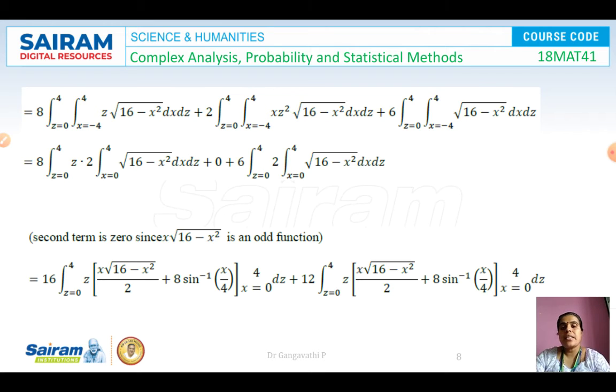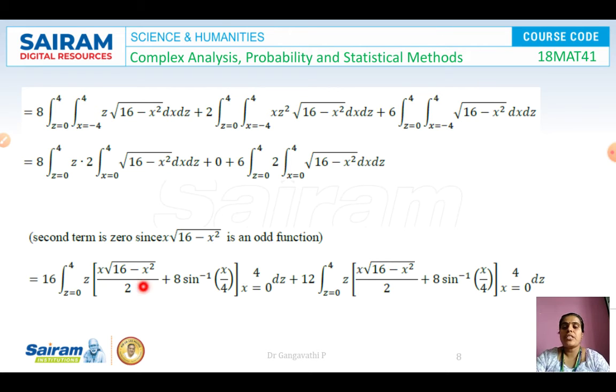So now let us integrate it. The integration of root of a square minus x square is a into root of a square minus x square by 2 plus a square by 2 into sine inverse of x by a. That is the formula. Using that formula, we are going to integrate this with respect to x.